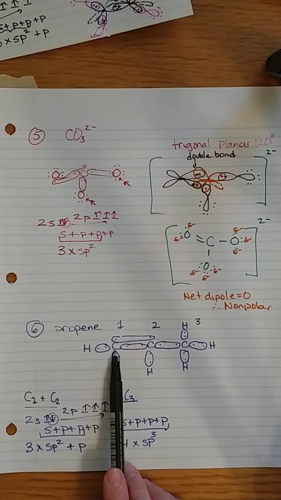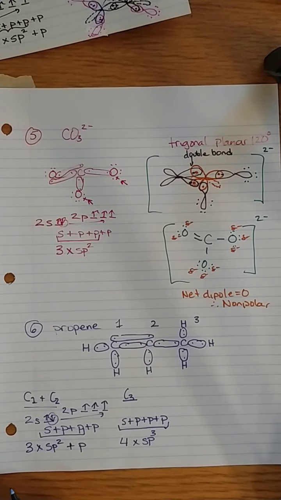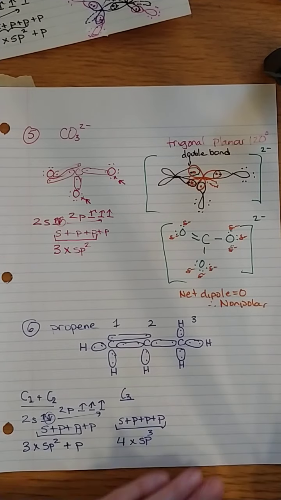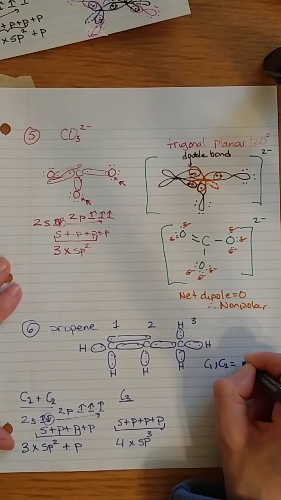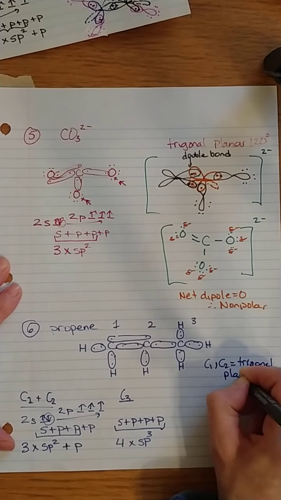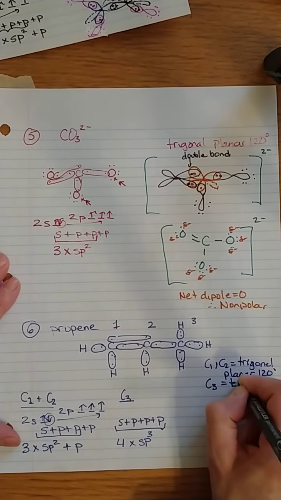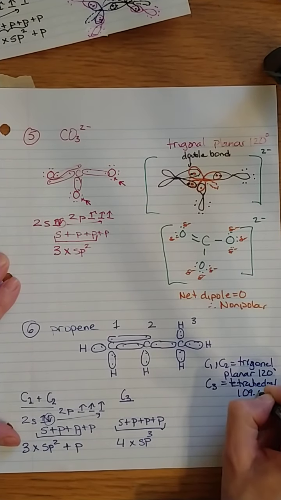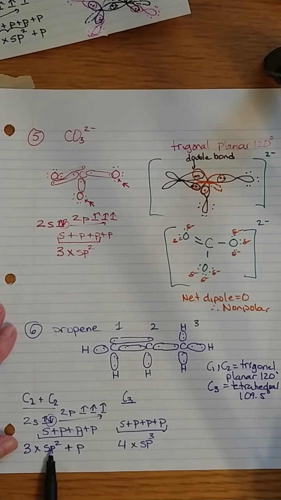So we know that carbon 1 and carbon 2, because they're sp2s, we automatically know they're trigonal planar. We know that. This one, though, we automatically know is tetrahedral. So C1 and C2 are trigonal planar at 120 degrees. C3 is tetrahedral at 109.5 degrees.